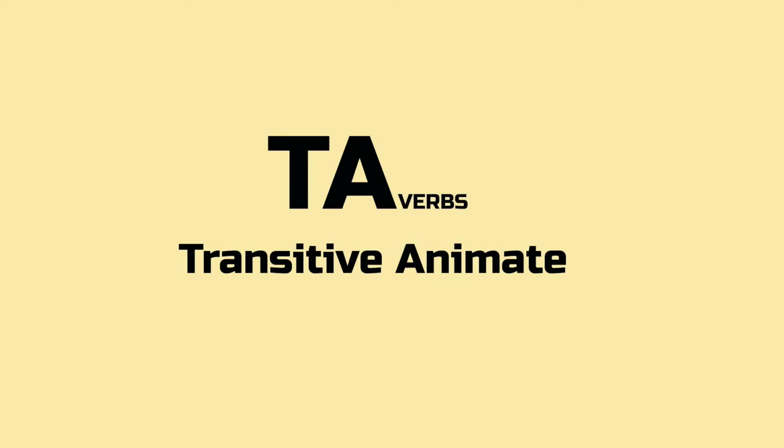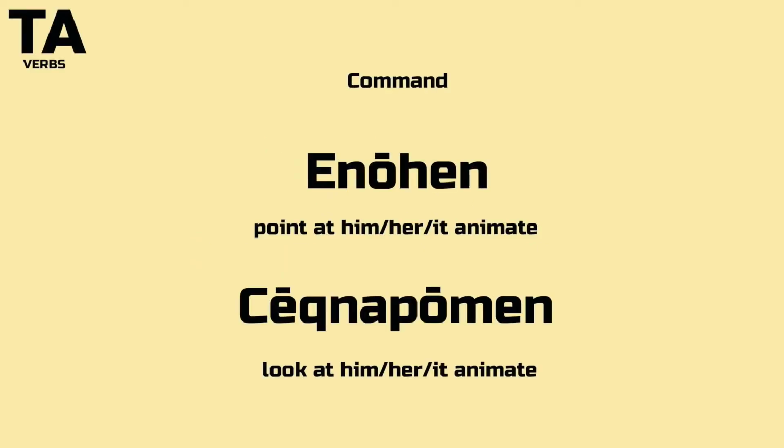Nahau, poso mauni wiak. Today, let's talk about TA verbs, or transitive animate verbs. This is a class of verbs that requires an animate object, or, for example, requires action onto an animate object. And we've seen this in the TPR demonstration.